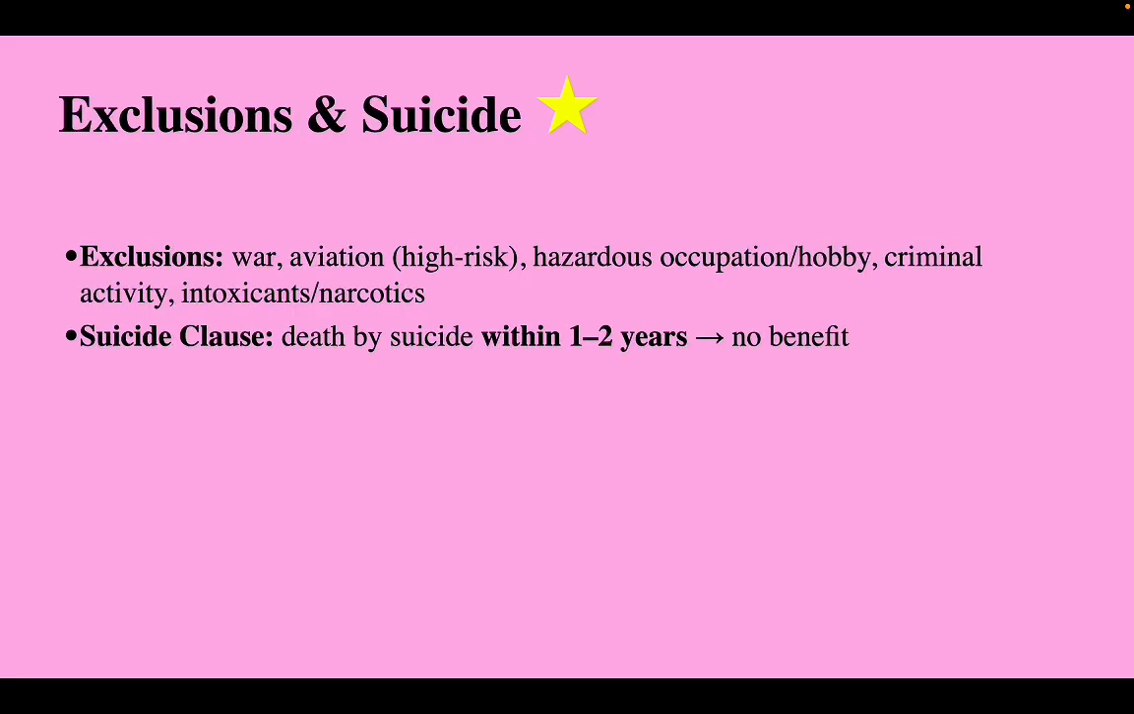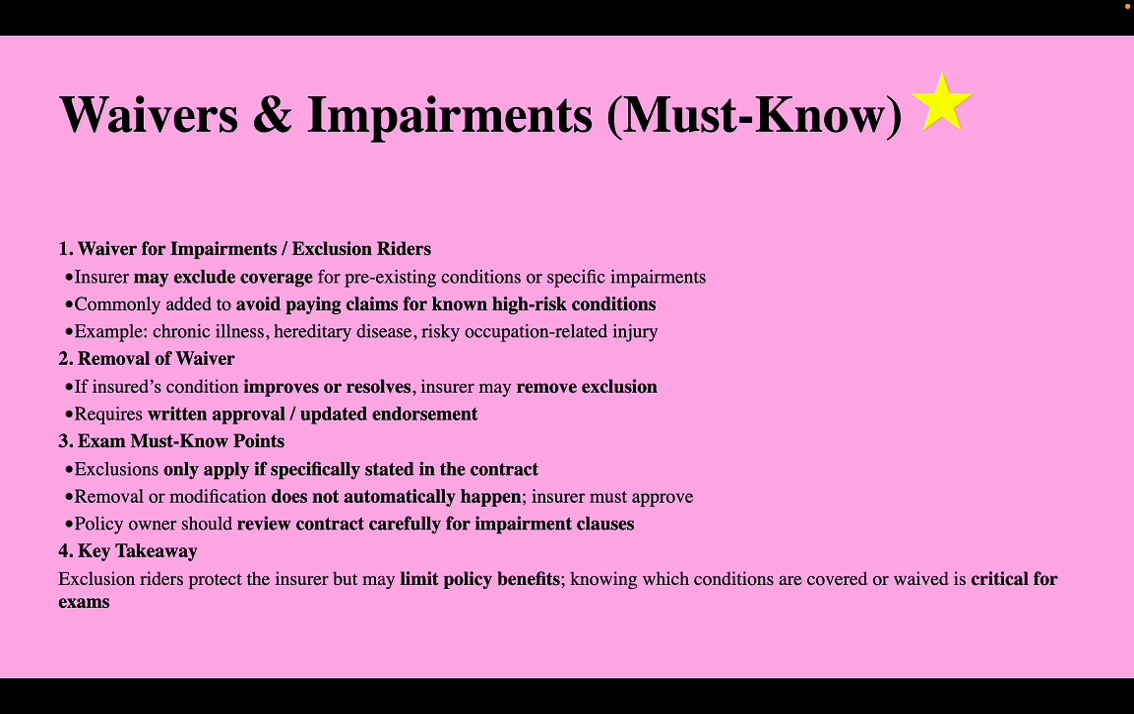Slide 9, Exclusions and suicide. Life insurance policies exclude certain risks, such as death from war, high-risk aviation, dangerous hobbies, criminal acts, or intoxication. The suicide clause usually prevents payment if the insured dies by suicide within the first 1 to 2 years of the policy.